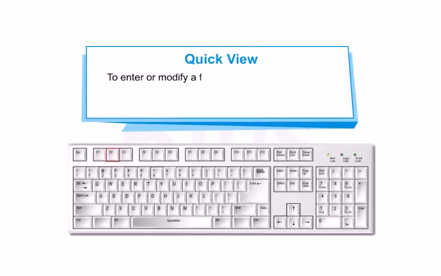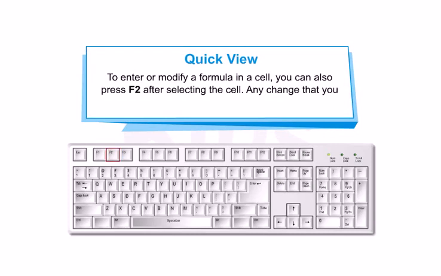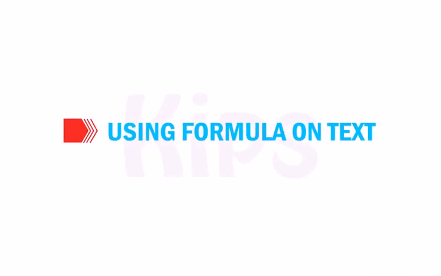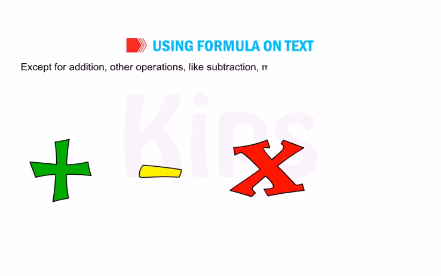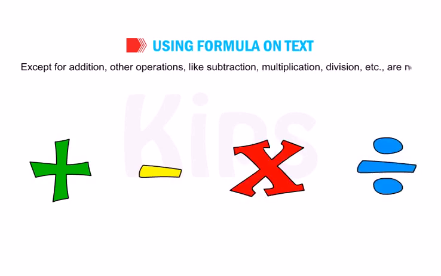Okay students, to quickly enter or modify a formula in a cell, you can also press F2 after selecting the cell. Any change that you make in data will be reflected in the formula result. Now let us find out how to use formula on text. We can also perform addition on character and string data type. Except for addition, other operations like subtraction, multiplication, division, etc. are not allowed on the string data type.